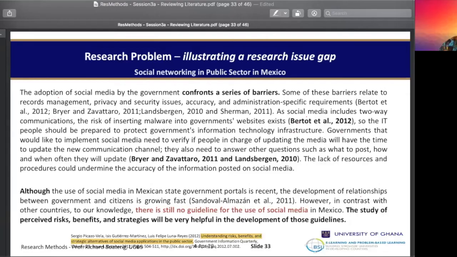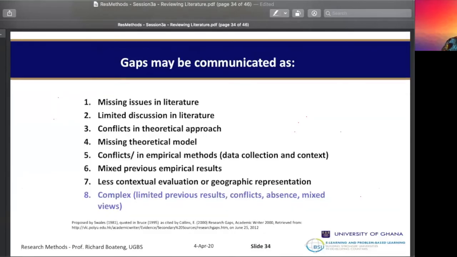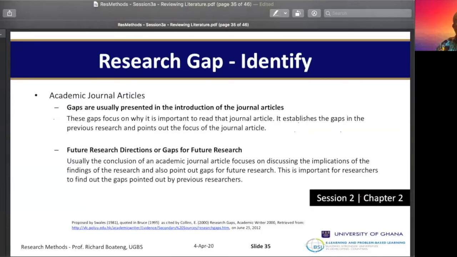Okay, so let's continue to another one. Gaps may be communicated as missing issues in the literature, limited discussion in the literature, conflicts in the theoretical approach, missing theoretical model, conflicts in empirical methods, mixed previous empirical results, less contextual evaluation or geographic representation, or a complex gap, a mixture of the above, or the absence of some of them. Okay. Where do you find gaps?